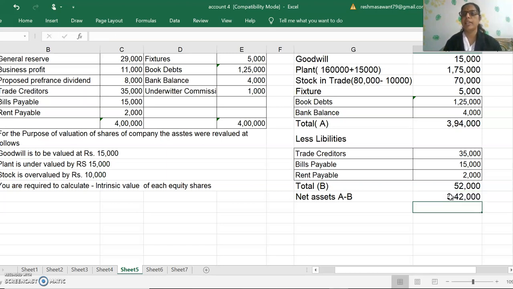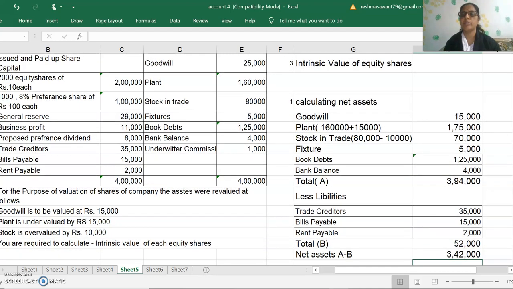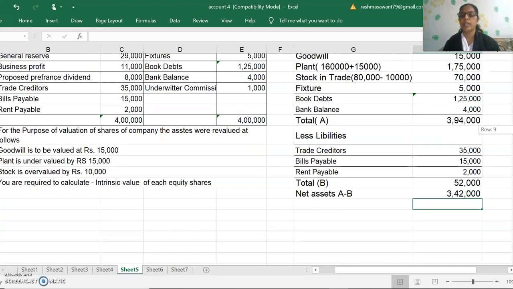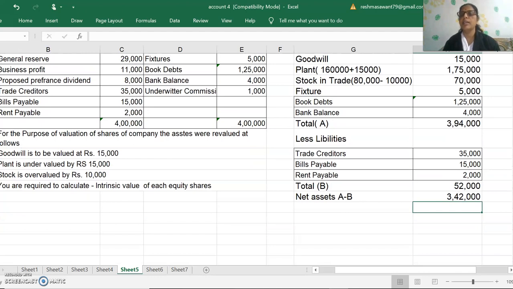This is your calculation number 1 or step number 1. Step number 1 is calculated with the help of net asset valuation: assets from your realisable value of assets, meaning assets from your adjustment, less liabilities. Only current liabilities are considered for the calculation of net asset. So A minus B, that is the total asset minus only current liability, 3,42,000 is the net asset.